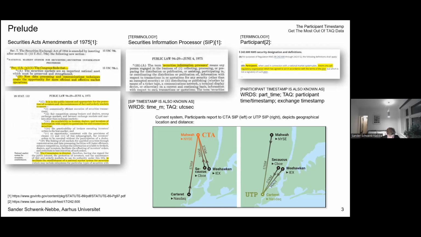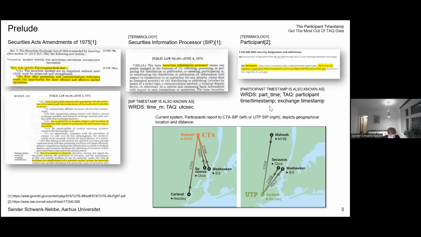So I know this is a bit convoluted, but we have now at least covered the two main terms, the SIPs and participants. So events come from participants and are timestamped there with the new timestamp, also known as the participant timestamp. And they are then sent to and processed at the central SIP, which is either the CTA or the UTP. And they are then published on their data feed. And there they receive SIP timestamps and are then finally recorded in TAQ data with those two timestamps.